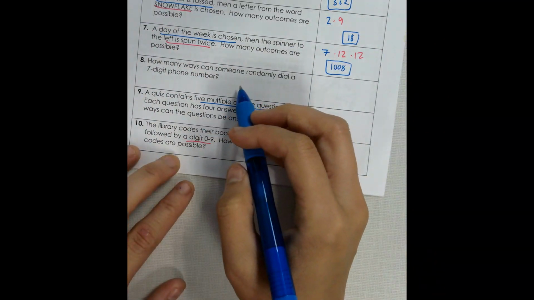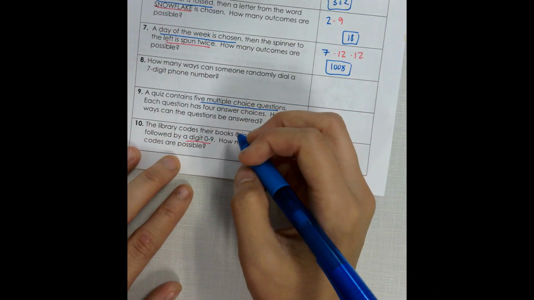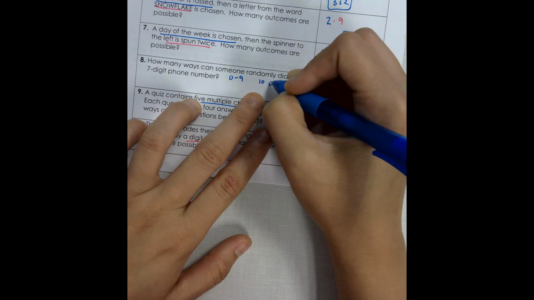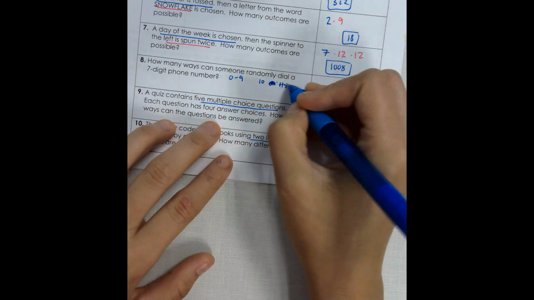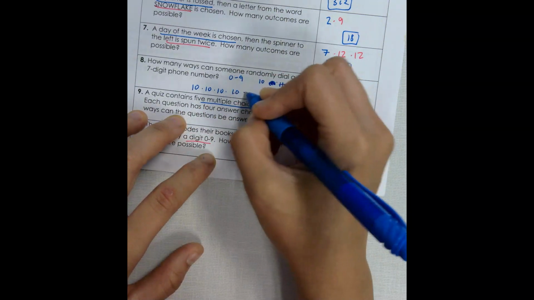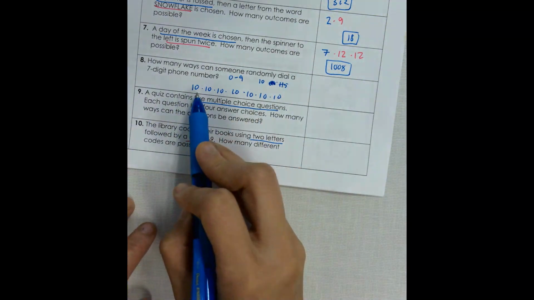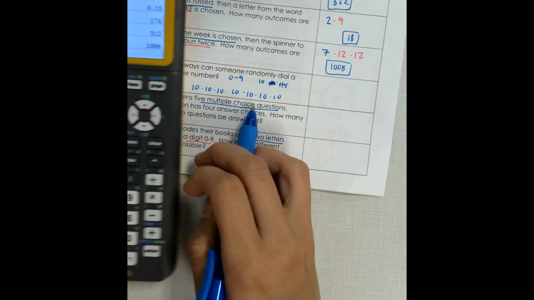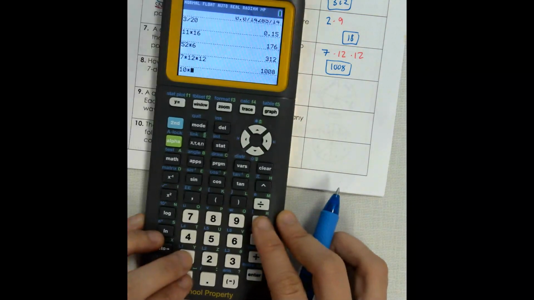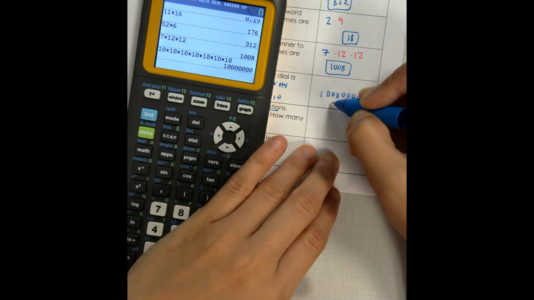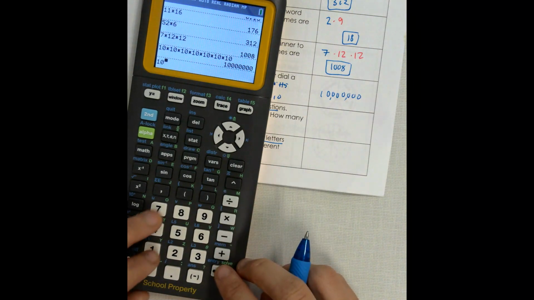How many ways can someone randomly dial a 7-digit phone number? So we have digits 0 through 9, so that's 10 digits, or 10 numbers. So if we have a 7-digit number, we have 10 times 10 times 10 times 10, 4, 5, 6, 7, right? Because each of these digits could be any of these 10 numbers, 0 through 9. So we're going to do 10 times 10 times 10 times 10 times 10 times 10 times 10. Or you could do 10 to the power of 7. Same thing.